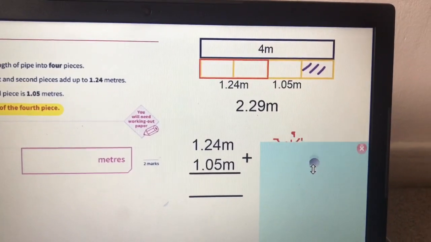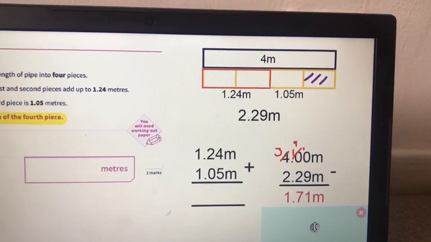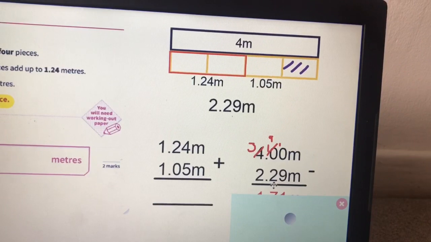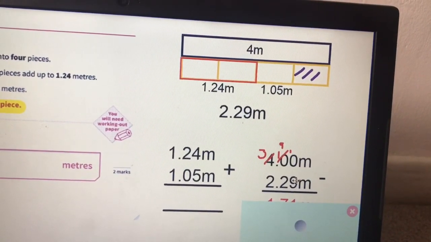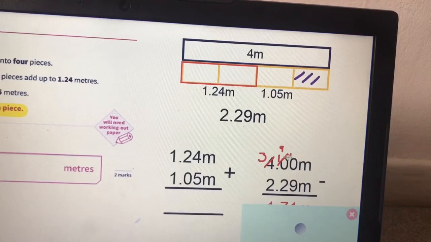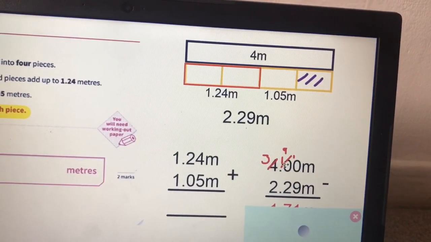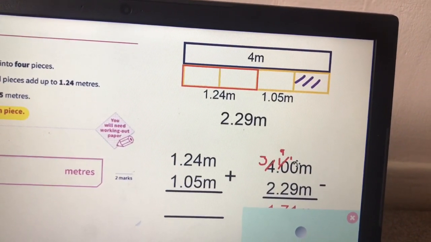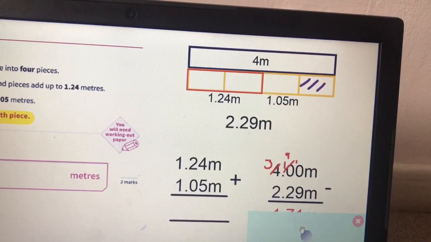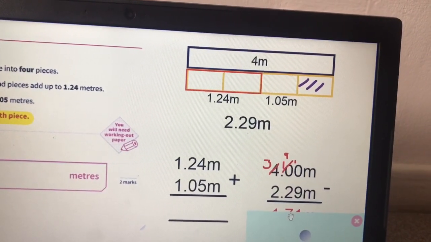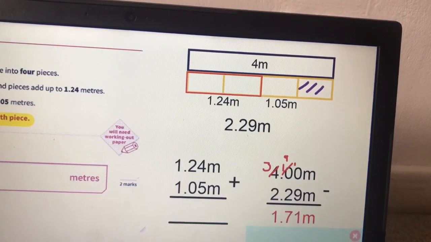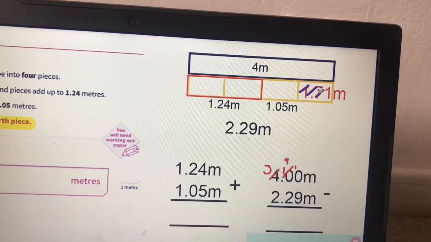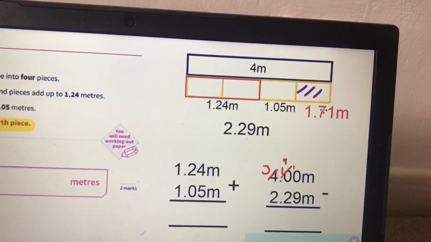So I've got a calculation here, column subtraction. I've got my 4 on top because that is the biggest digit. I've got my 2.29 meters here. So obviously I can't do 0 subtract 9. I can't borrow from the 0. So I've borrowed from the 4. That becomes a 3. This becomes a 10. We cross it out. Becomes a 9. And then this here becomes a 10. 10 take away 9 is 1. 9 take away 2 is 7. And 3 take away 2 is 1. So I know that this missing value here is actually 1.71 meters.